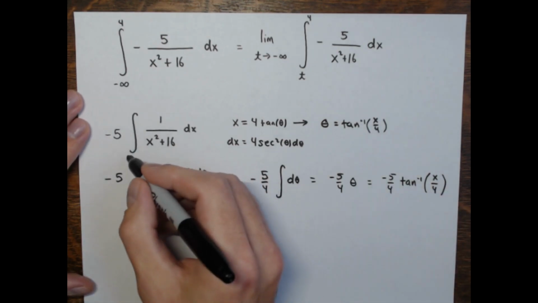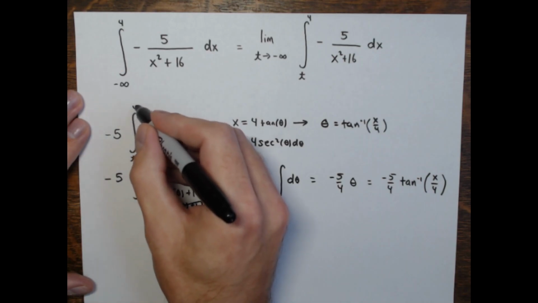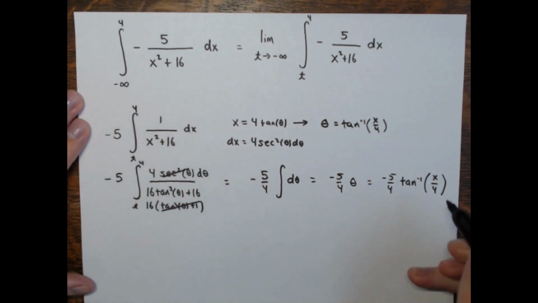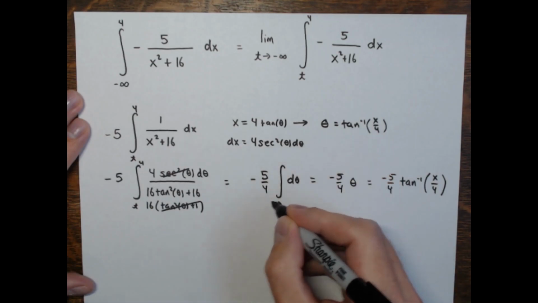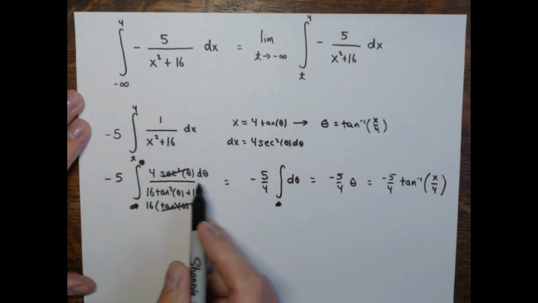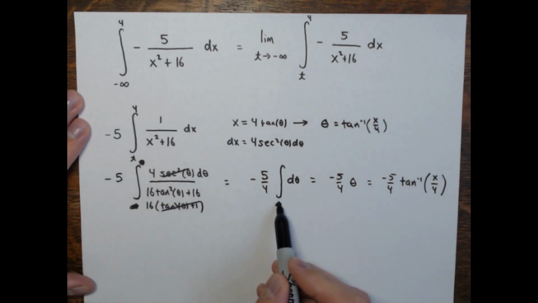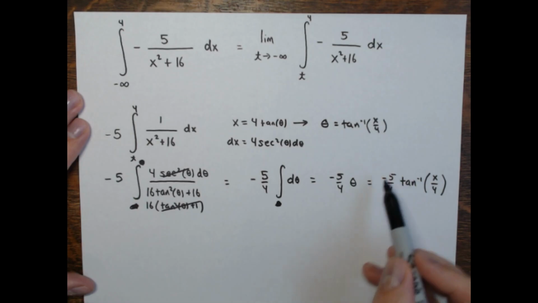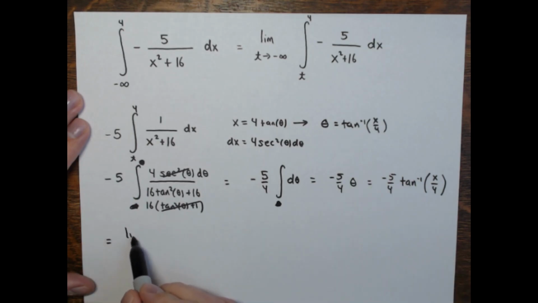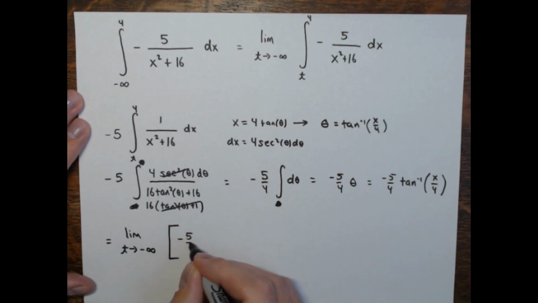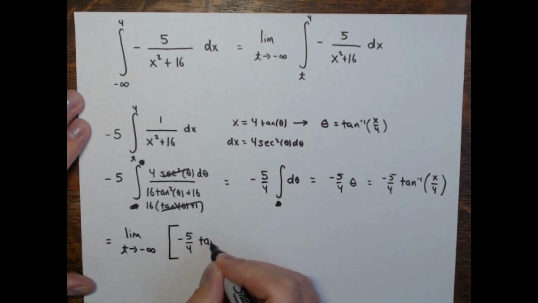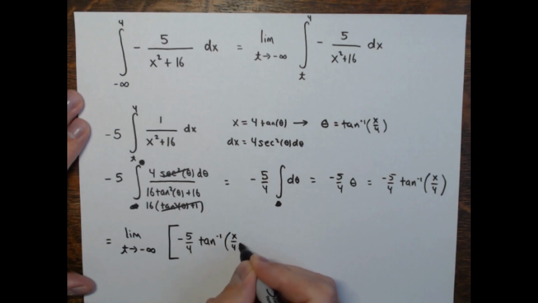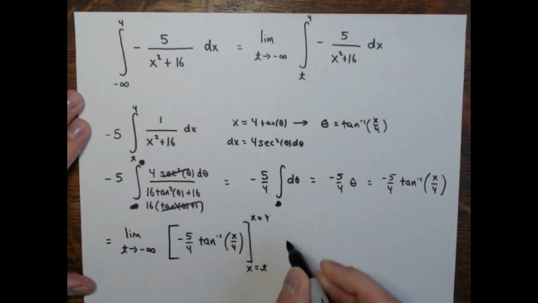So yeah, now we just have to throw the limits back in here. We're doing t to 4... Oh, that shouldn't be t to 4 with the thetas here. Sorry, these are values of x. But now that I'm back at x, we get this. We're doing the limit as t approaches -infinity of this -5 quarters times the inverse tangent of x divided by 4, from x equals t to x equals 4.